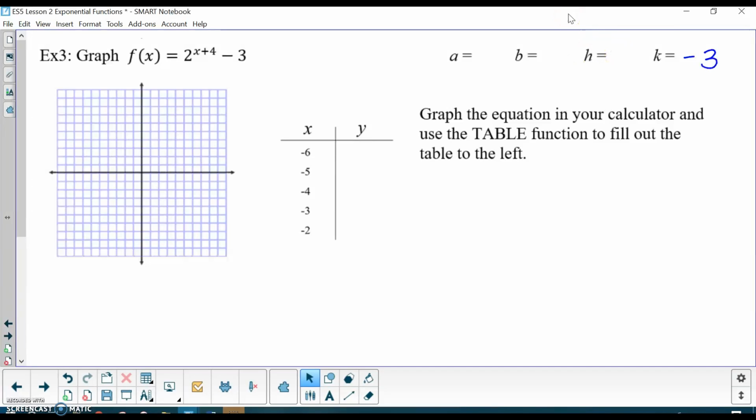We also have something in the exponent with X, and remember in vertex form of a quadratic, H was a liar. H is also a liar here. So instead of a +4, H is actually the opposite. So we have an always opposite H.